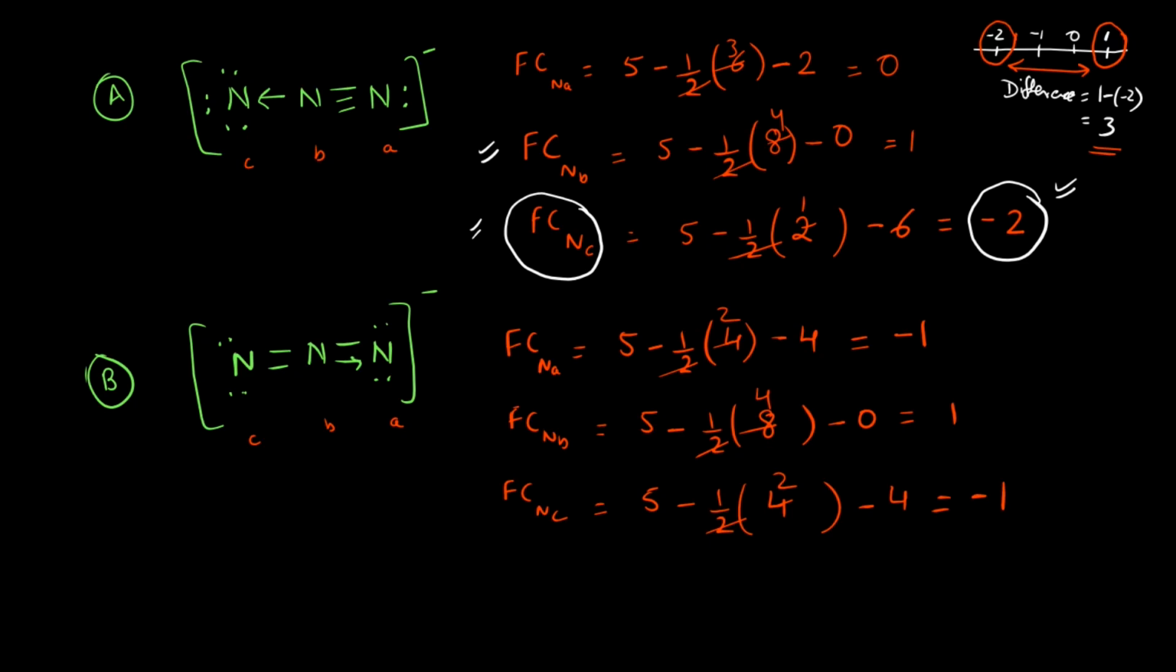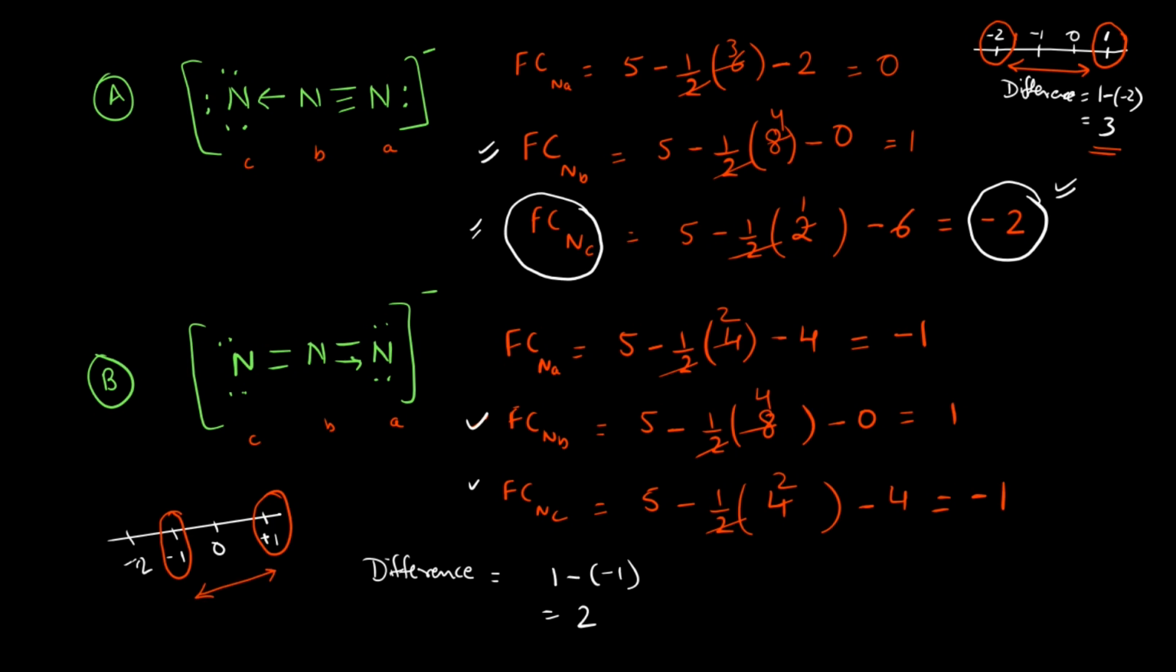Let us see the difference between the central atom and its peripheral atom in structure B. The difference in formal charge is 1 minus minus 1, which is only 2, right? We can consider it like this: 1, 0, minus 1, minus 2. The central atom has a formal charge of plus 1 and the peripheral NC has a formal charge of this one. So we see that this is only a difference of 2.